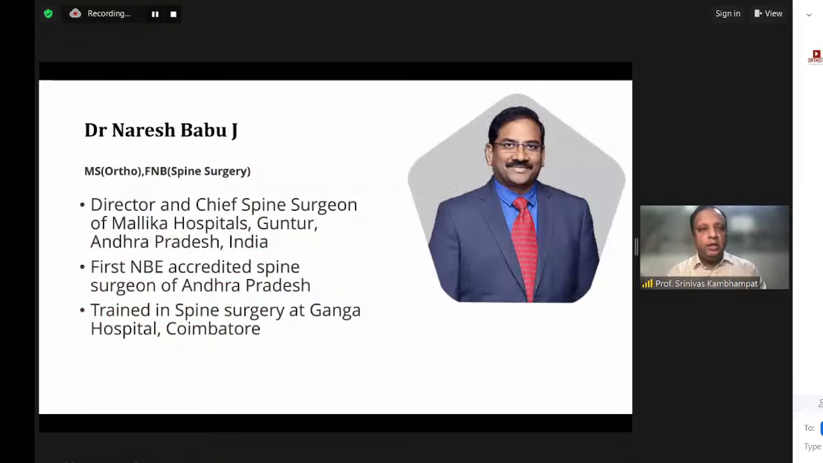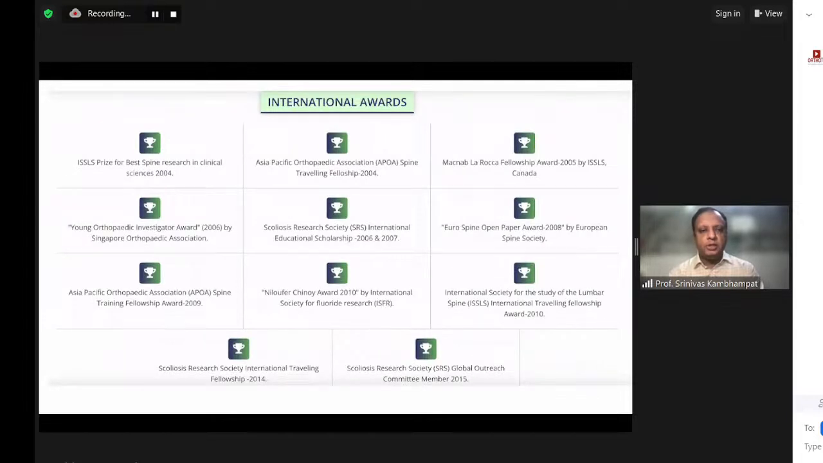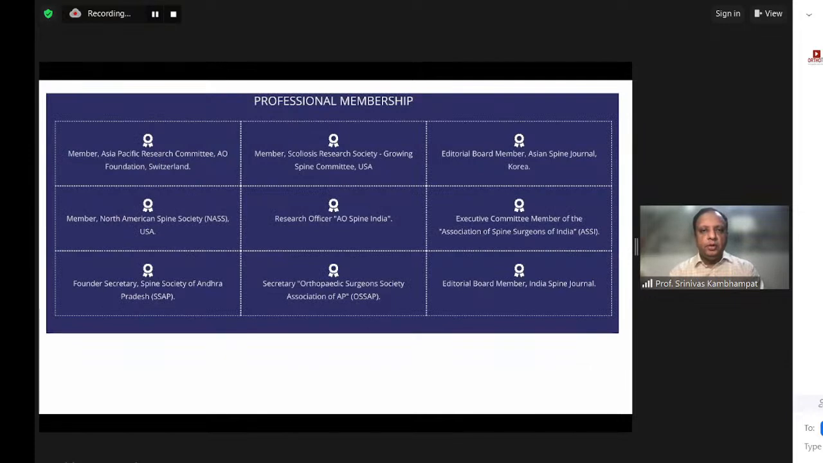We'll be joined by Dr. Naresh Babu as a moderator later. He is a spine surgeon from Guntur, Andhra Pradesh, and he's a director and chief spine surgeon at Mallika hospitals. He has the distinction of being the first NB accredited spine surgeon of Andhra Pradesh, and he trained in spine surgery at Ganga Hospital in Coimbatore. He has been awarded multiple national awards as well as multiple international awards in spine surgery. He is a member of multiple professional groups related to spine of Switzerland, USA, Korea, India, and AO Spine, and member of the NASS USA, OSAP, and he's an editorial board member of Indian Spine Journal.